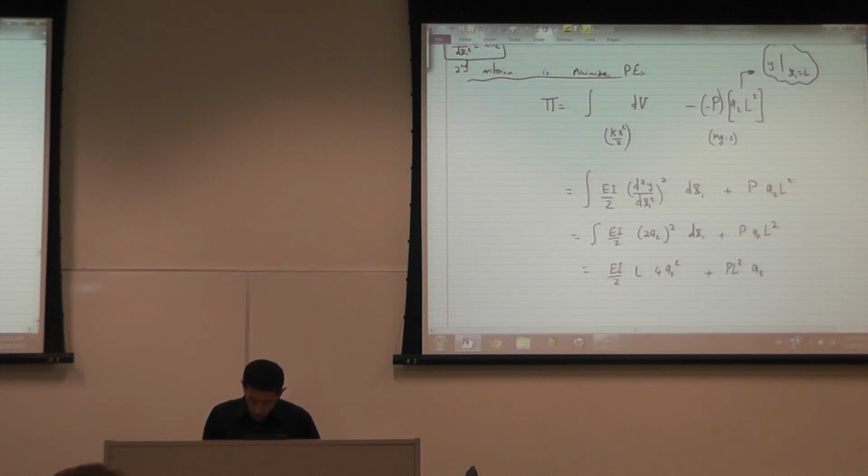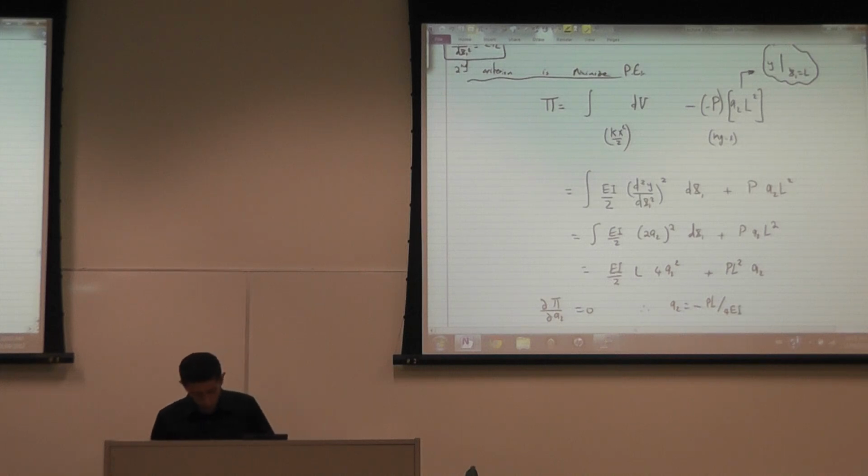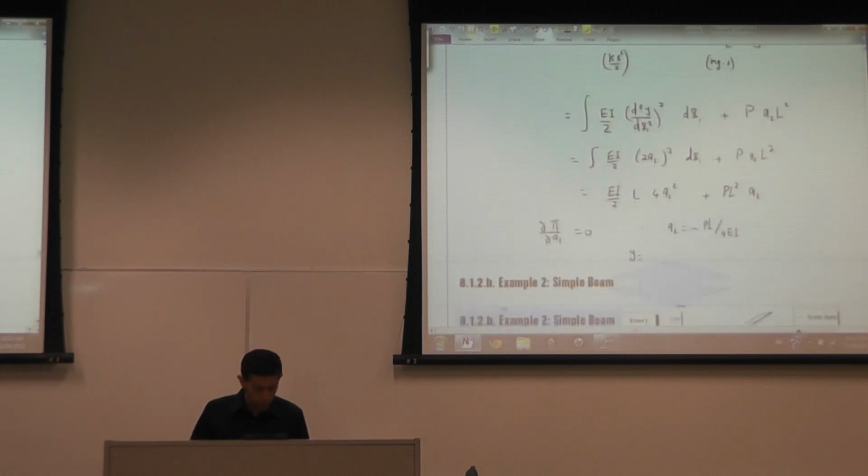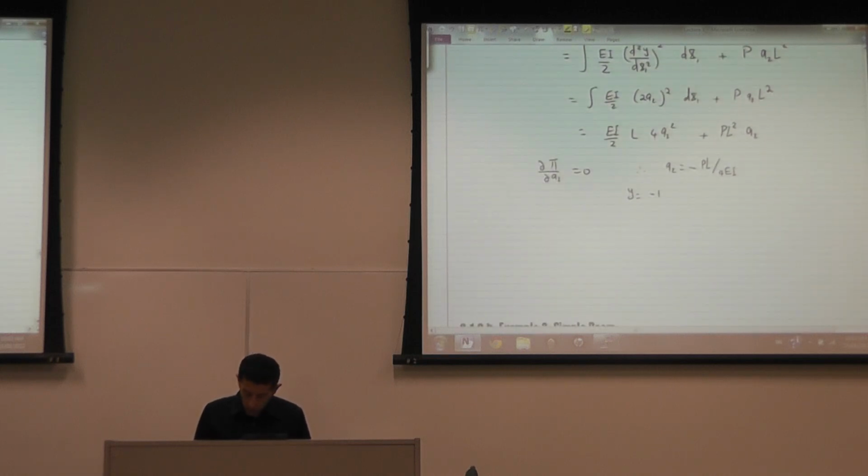To minimize potential energy, the partial derivative of the potential energy with respect to this unknown A2 is 0. From here you get A2 is equal to negative PL over 4EI, which tells me that the displacement is equal to negative PL over 4EI times x1 squared.